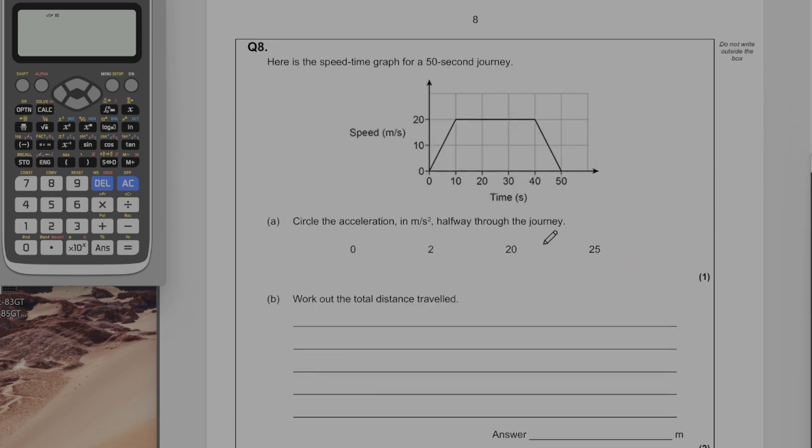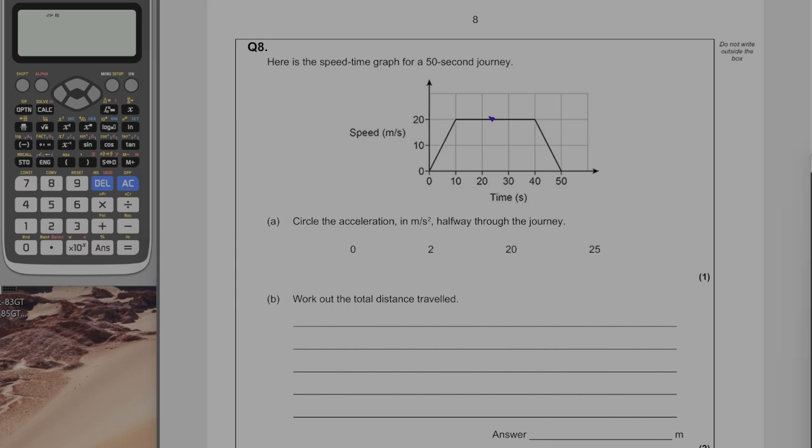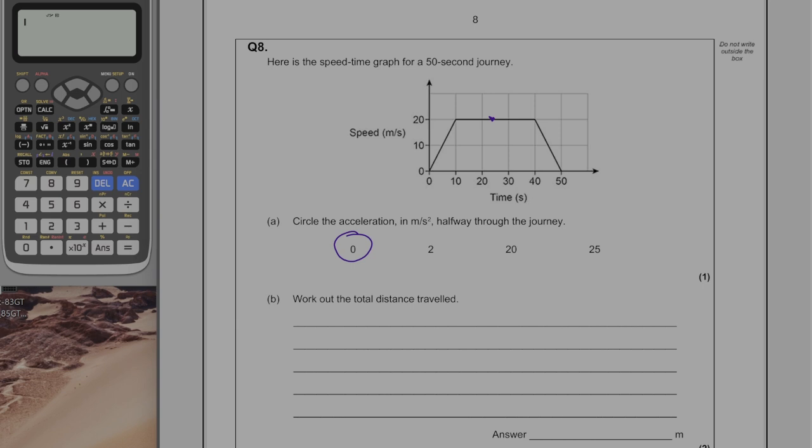Okay, question 8 then. Here is a speed time graph for a 50-second journey. Calculate the acceleration in meters per second squared halfway through the journey. So halfway through the journey is going to be 25, which is going to be here. So technically speaking, we haven't got any acceleration. We're going at a constant speed, so 0.